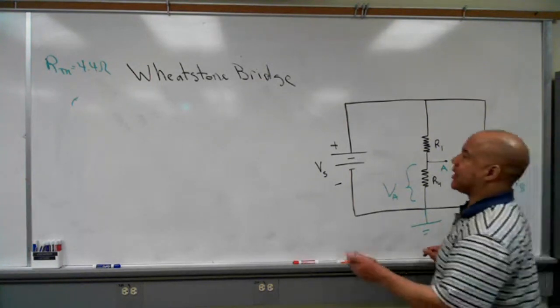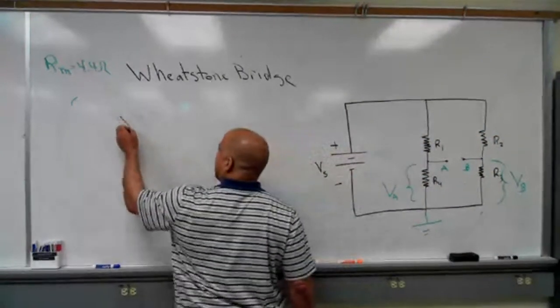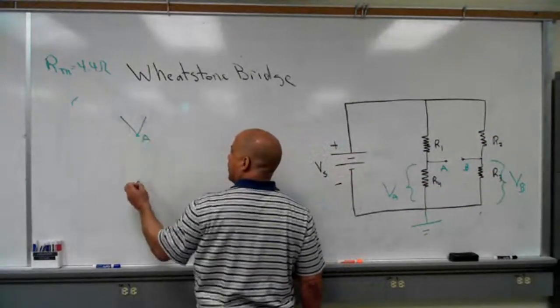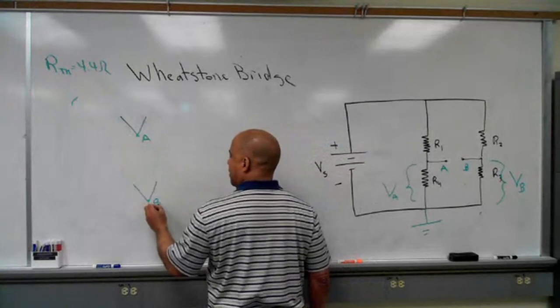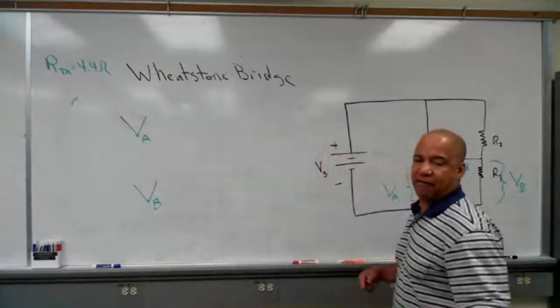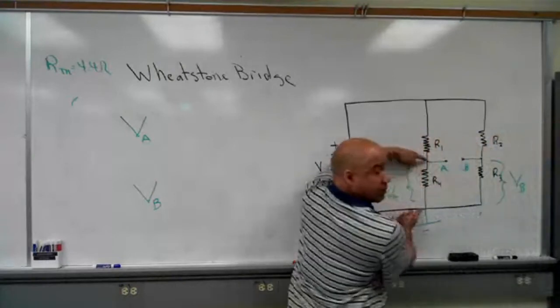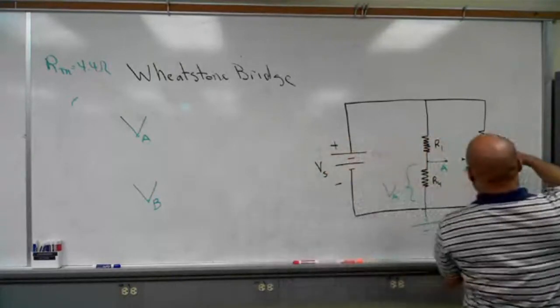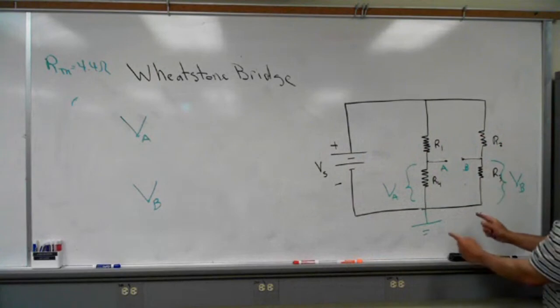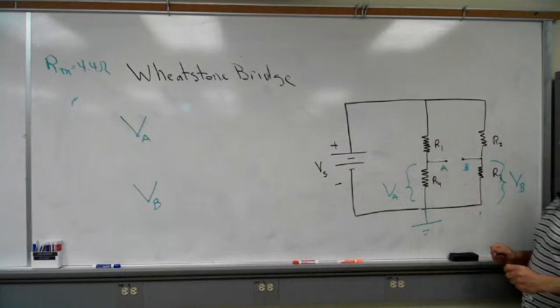But the way you do that is you gotta first find VA, and then you find VB. And once you got VA and VB, you can take the difference between the two. We find this voltage, and we find this voltage. But if I wanna know this voltage, it's gonna be the difference between the two. So I'll show you that in just a second.